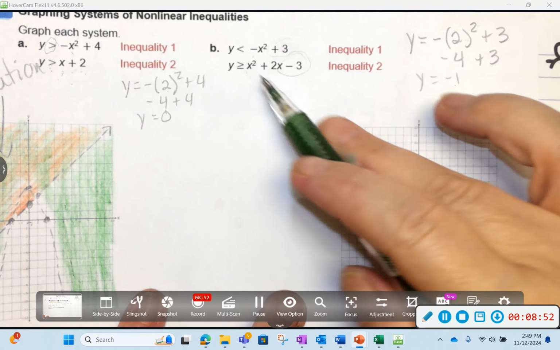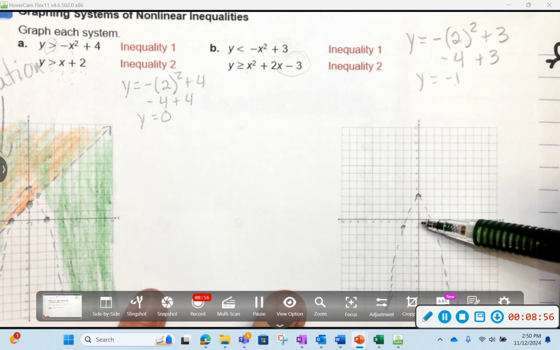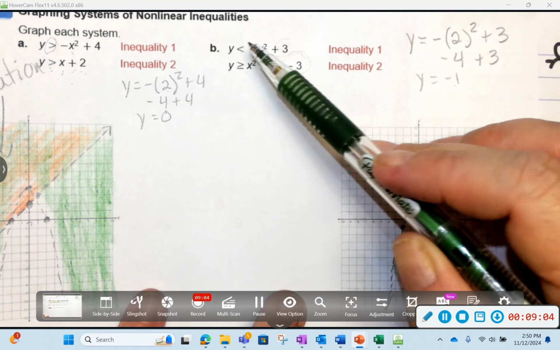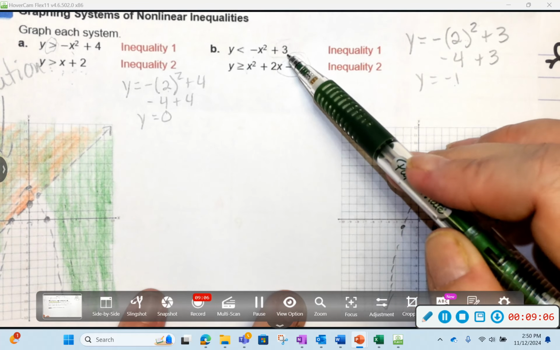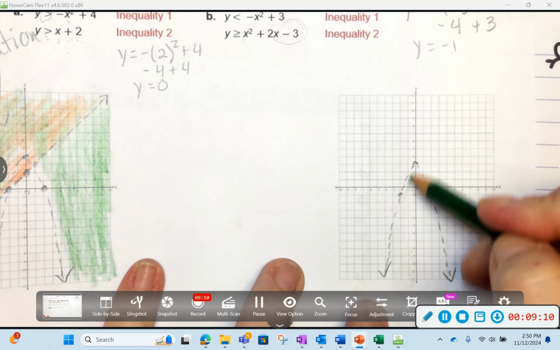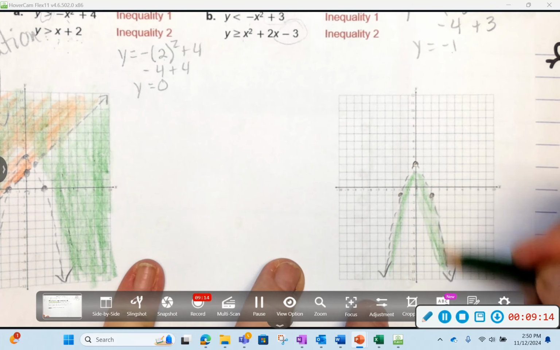Now, it does say y is less than, so I'm going to assume that we're shading this area. Again, this is my favorite point to test because it's so easy. You can just go up here. Is 0 less than 0 plus 3? So is 0 less than 3? Yes, so we're definitely shading this area here. So for this parabola, we get this part shaded.